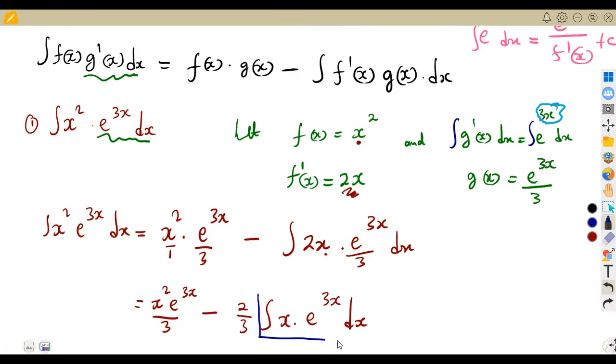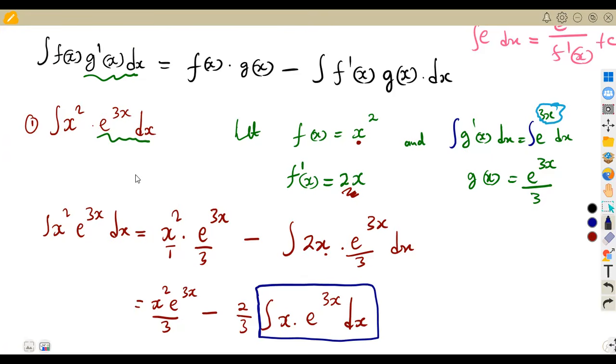You're supposed to integrate this. Take note. And by just looking into this, we can see that we are back again to a product, like I explained, of two terms. So in order for us to integrate this, it means we have to apply by parts again.